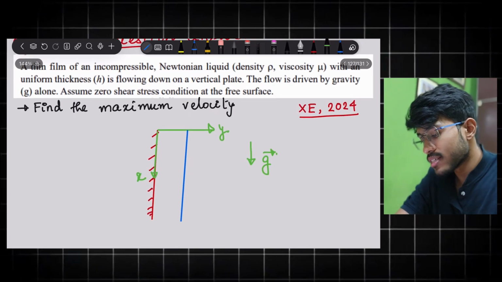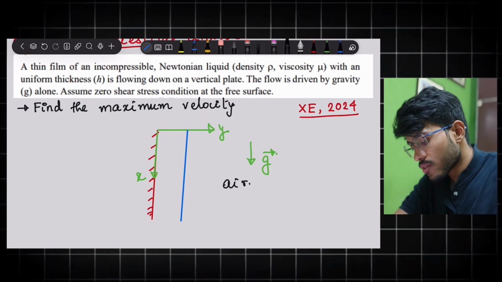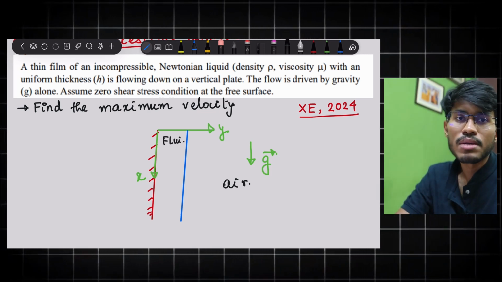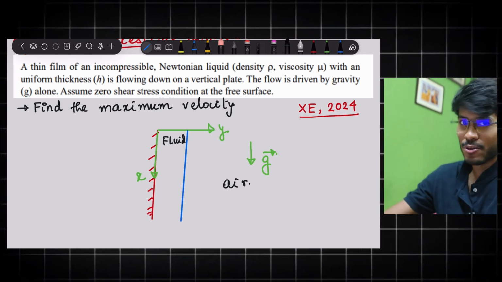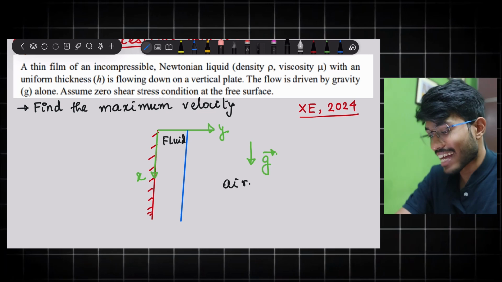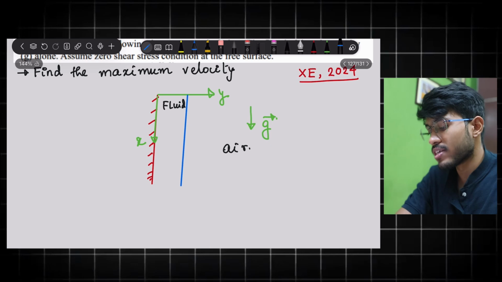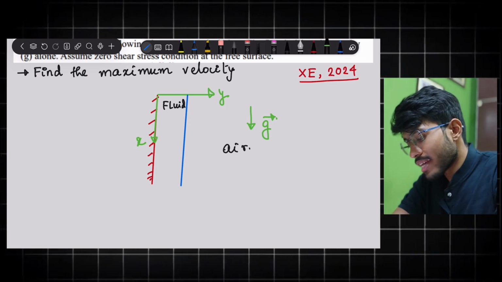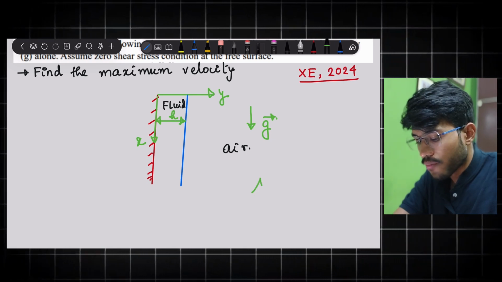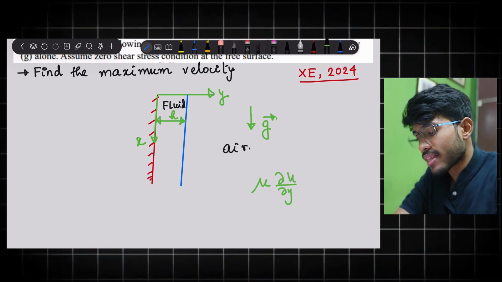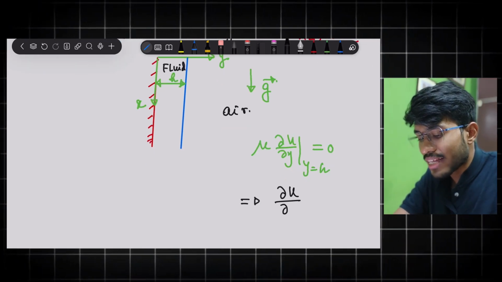My first question is, if we have air here, outside the fluid, and this is the fluid, can you draw the velocity profile? How can it look? This is actually your assignment question. I will not draw it exactly here. But they are saying assume zero shear stress condition at the free surface. That means, if this is H, then mu into del u del y at y equals H is 0. That means del u del y at y equals H is 0.